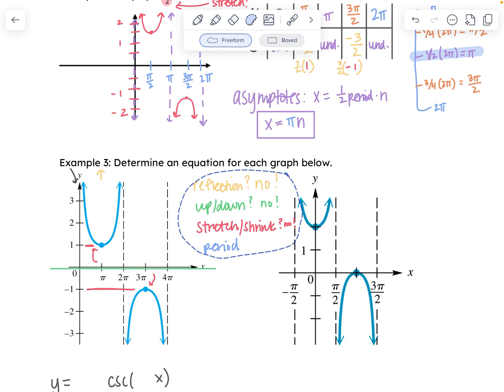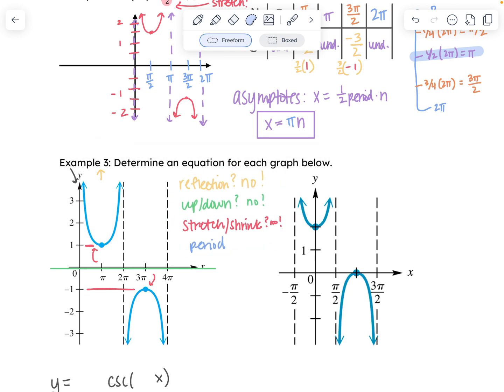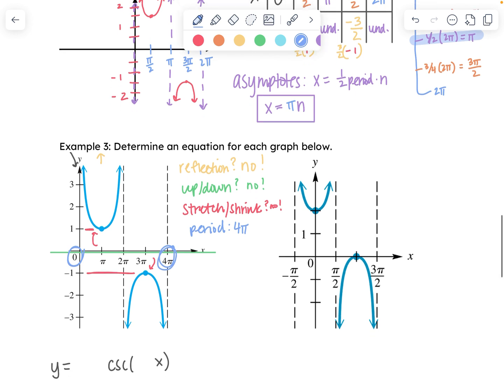And then the last thing that we need to check is the period. Has the period changed? This one's kind of easy to tell because we are starting at zero and going to 4 pi to get our two U-shapes in. So our period here is 4 pi, and that is not our normal period. So our period has changed.